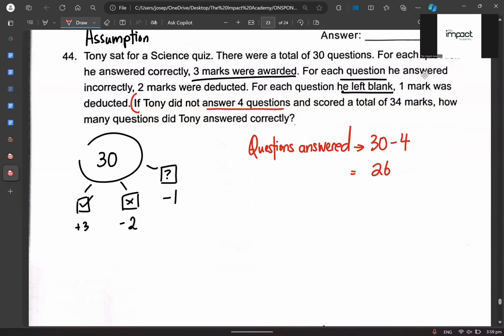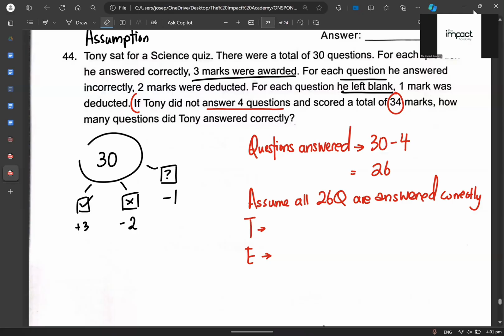How do we do assumption? What are we going to assume first? I'm going to assume that all 26 questions are answered wrongly. How can you answer everything wrongly? You have to think about it logically. You answer everything wrongly, how can you even have 34 marks? Cannot, right? So you must answer everything correctly.